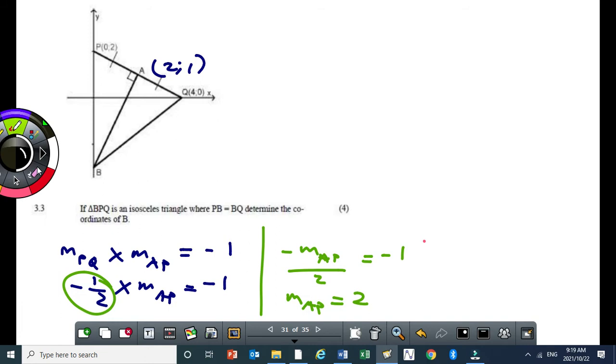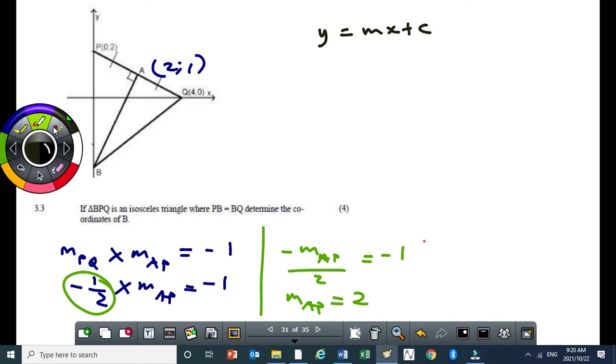Alright, so once I'm done with this, then I'll say y is equal to mx plus c. So I'm going to determine the equation for AB. Please be aware that this is AB. Please, this is AB. Right, so let me correct that. This is AB.